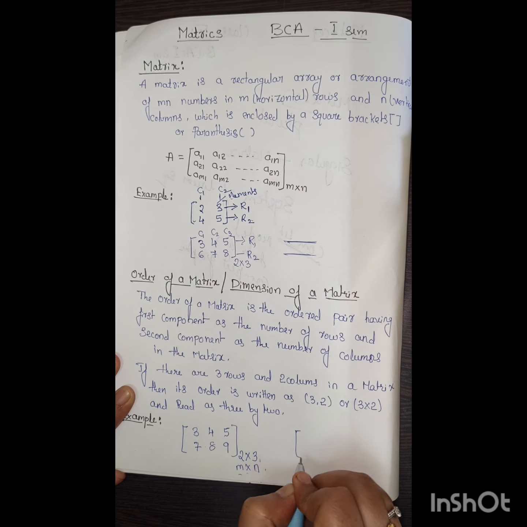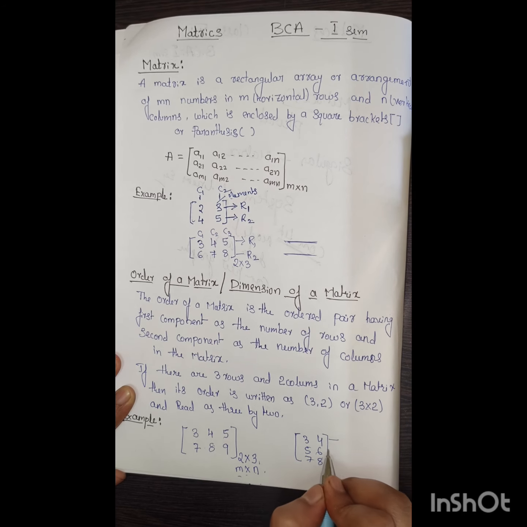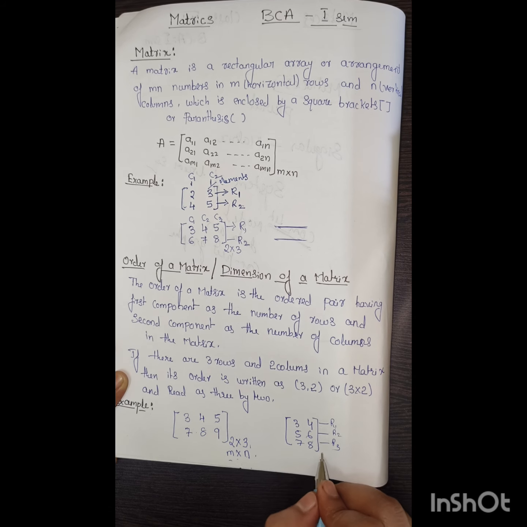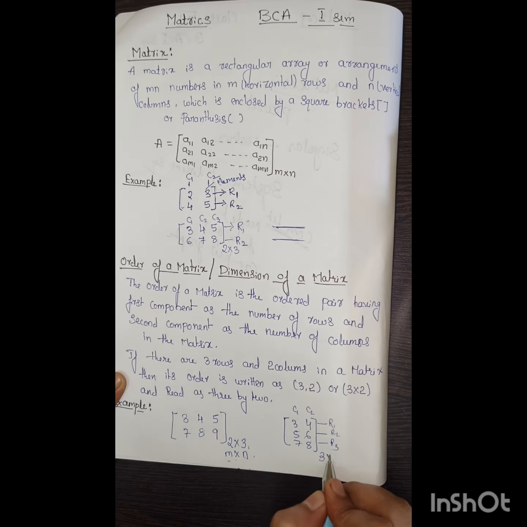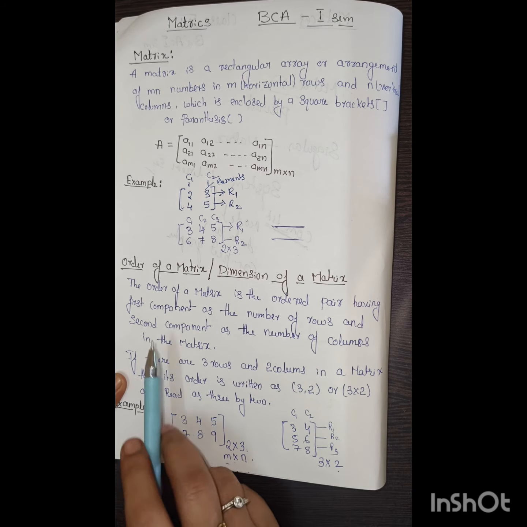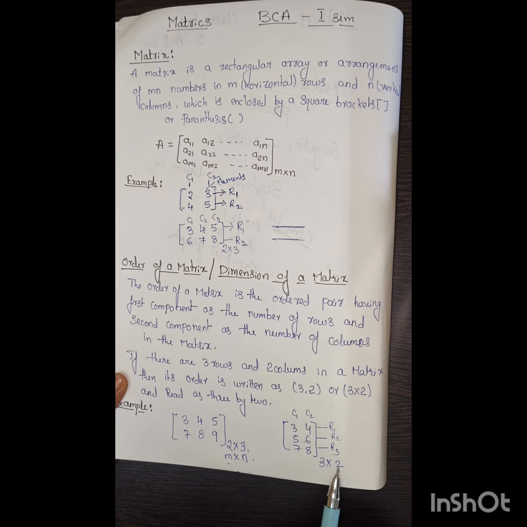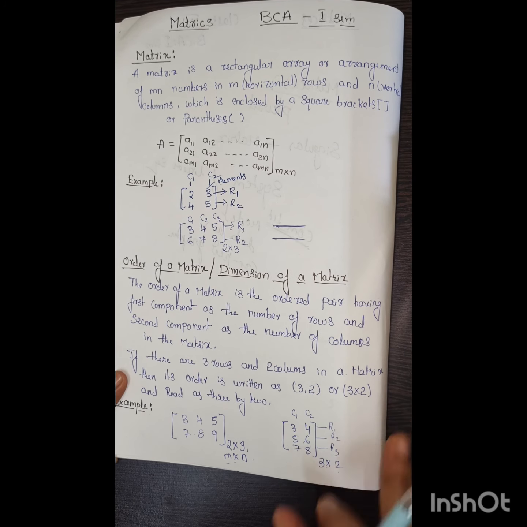I will give another example: 3, 4, 5, 6 and 7, 8. How many rows does it have? 1, 2, 3: row 1, row 2 and row 3. If you are writing in a horizontal way, it is called a row. It's 3 rows, and how many columns does it have? 1 and 2. It has 2 columns. So you can call it a 3 by 2 matrix. And if they ask what is the order of the matrix, you should say it is 3 by 2. Order of a matrix or the dimensions of a matrix, both are the same.